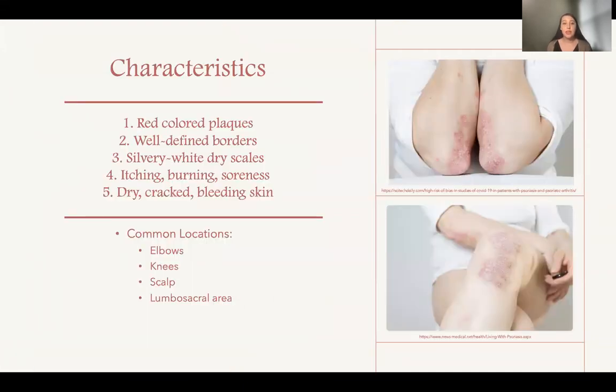These images give a clear look at the characteristics of psoriasis. We have red plaques with pretty well-defined borders and silvery white dry scales. As a result, this dry, cracked skin can create itching, burning, and soreness in skin that's tender to the touch, along with bleeding that occurs when some of the scales fall off. Common locations for plaque psoriasis include the elbows, knees, scalp, and lumbosacral area.